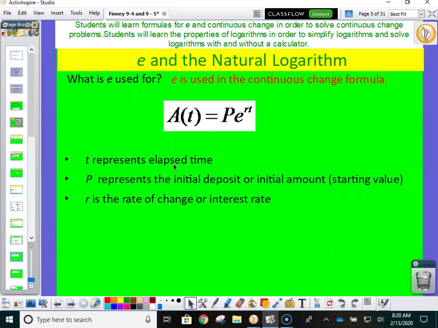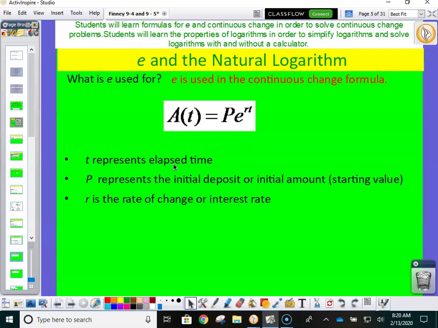So this is our formula for the continuous change formula, and it is A of t equals P E to the RT. R stands for the interest rate or the rate of change. T is the time. So depending on what your interest rate is, it's usually expressed in terms per years, and so then our T is in years. And P is the initial amount or the starting amount. Sometimes you'll see this written as B E to the RT, and it just means the same thing.